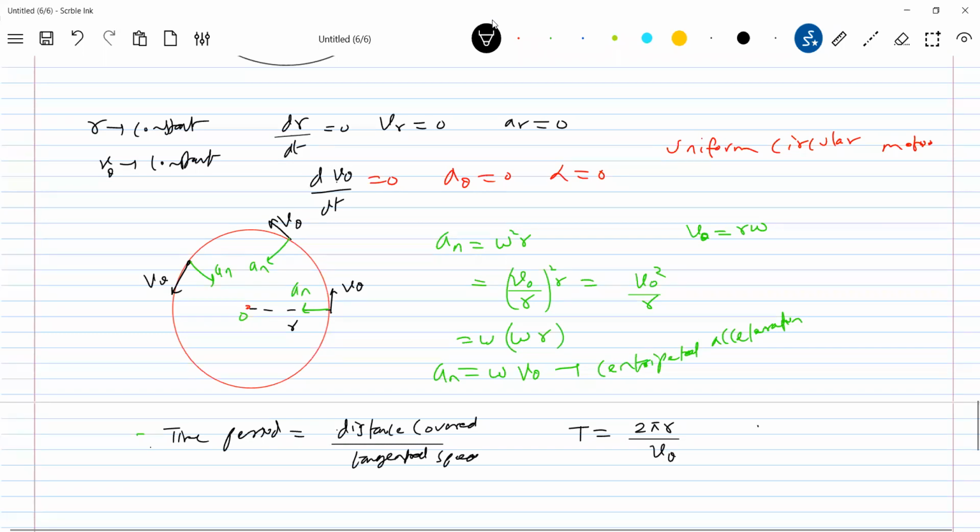Then what about angular velocity? It is related to the time period by this particular formula. Because we know r by omega, r by v theta, you can write it as 1 by omega. So the time period and angular velocity are related by this particular formula. So we got this about uniform circular motion.